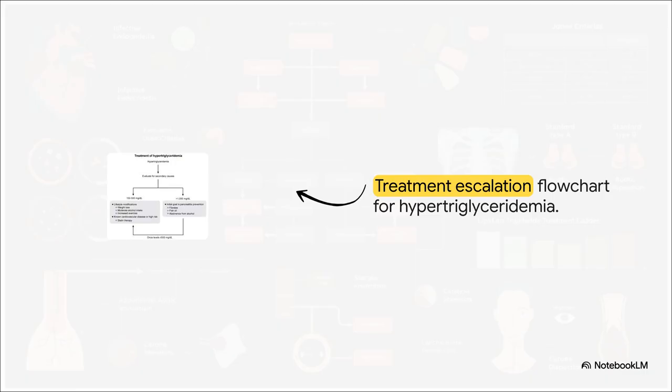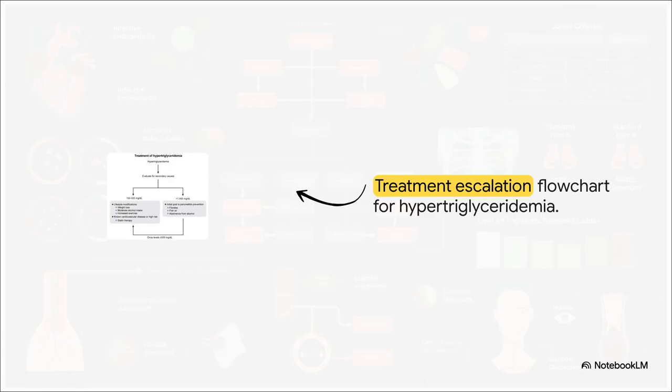But what if the issue is triglycerides rather than just LDL? Well, for levels between 150 and 500 milligrams per deciliter, we start with simple lifestyle modifications. We're talking weight loss, strict glycemic control, moderate alcohol intake, and exercise. If they already have known cardiovascular disease, we'll go ahead and add statin therapy.